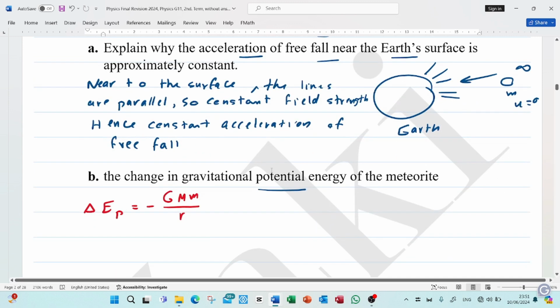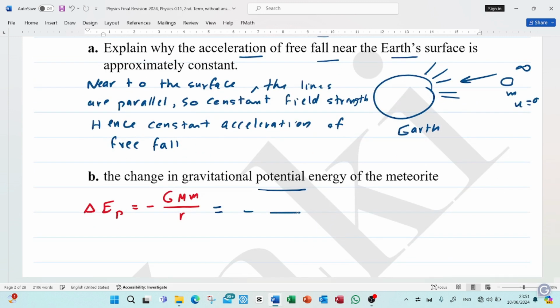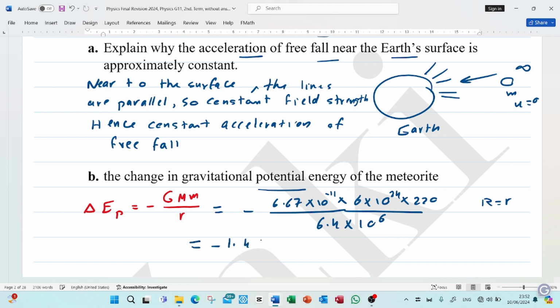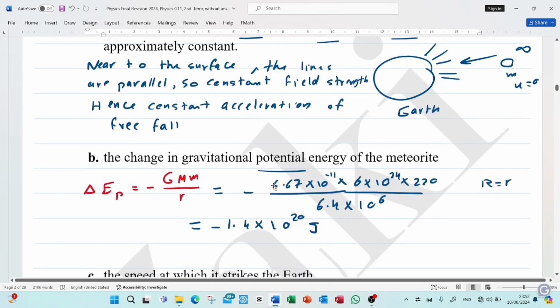Then we use this formula, negative 6.67 times 10 to the power negative 11, M capital, the mass of the Earth, 6 multiply 10 power 24, M small is 220 until the surface of the Earth. So R capital equals R small, so it is 6.4 multiply 10 to the power 6. By using the calculator, the answer is negative 1.4 multiply 10 power 20 joule. This is the gravitational potential energy in joule.